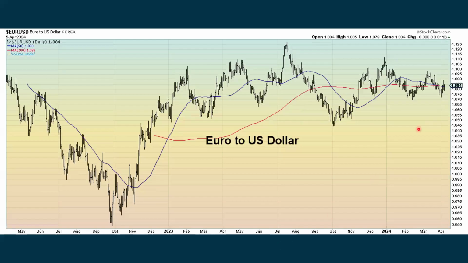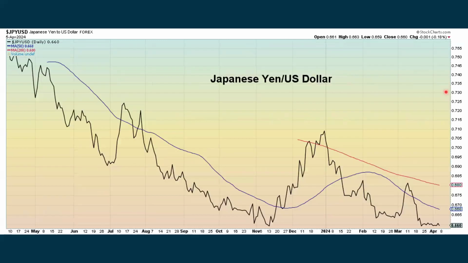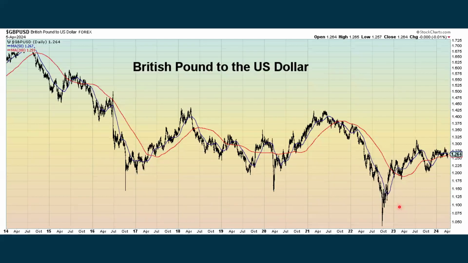Then I have a breakout chart where the moving averages are right on top of each other when we compare the euro to the US dollar. And we're in a downtrend with the Japanese yen when we compare it to the dollar. The British pound is still in an uptrend, but has been pulling back lately compared to the dollar, as the dollar has been seeing some recent strength.